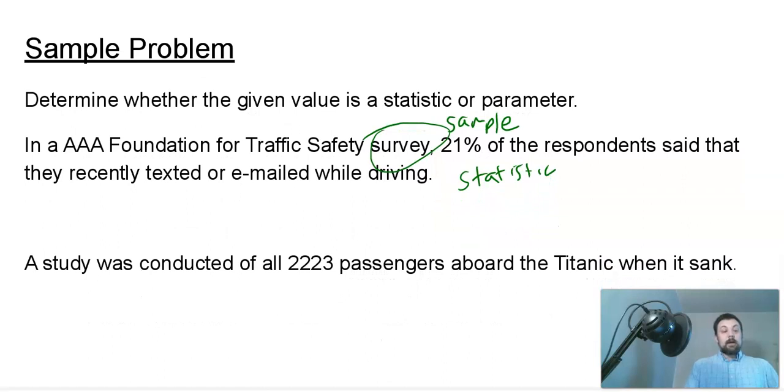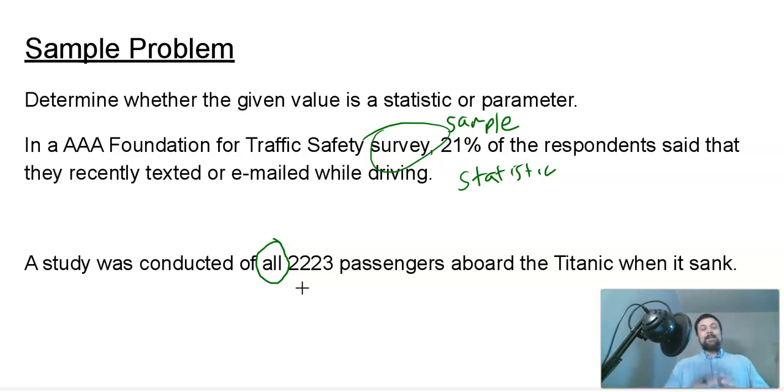A study was conducted of all 2,223 passengers aboard the Titanic when it sank. So if the situation involves the entire population, they will put some obvious language in the problem to make that clear. And even though it doesn't use the word population here, it says all. Everybody that was part of what was being studied was part of this study.